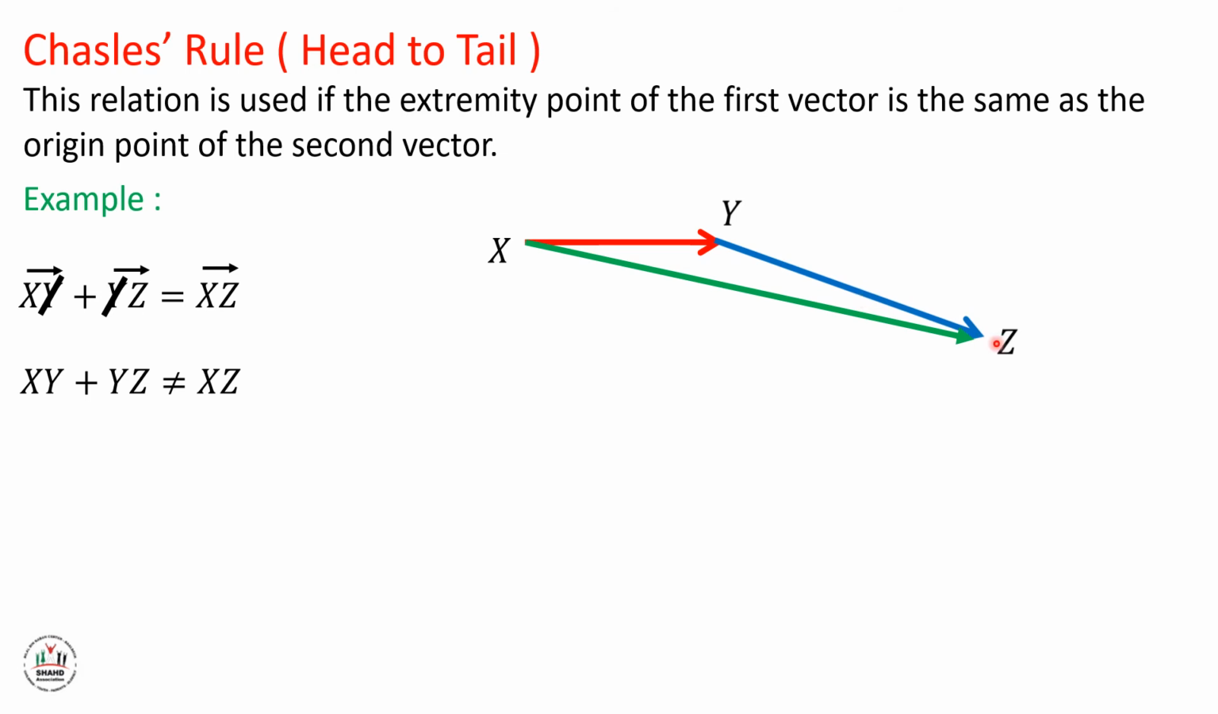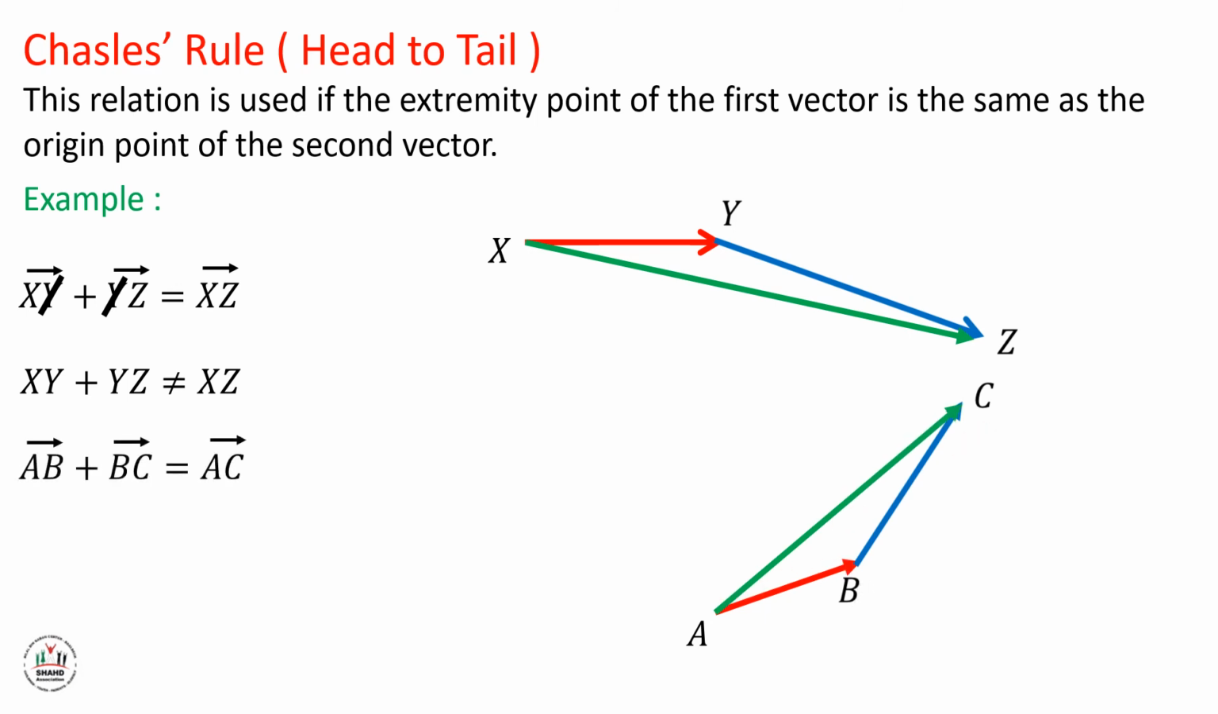The length of XY in addition to length of YZ side doesn't equal the length of XZ. This rule is only represented by the vector quantity, not scalar quantity. Again, if we have a vector AB and vector BC, and we bring the tail of vector BC to the head of vector AB, then we can say that AC equals AB vector plus BC vector. Again, AB plus BC doesn't equal AC.